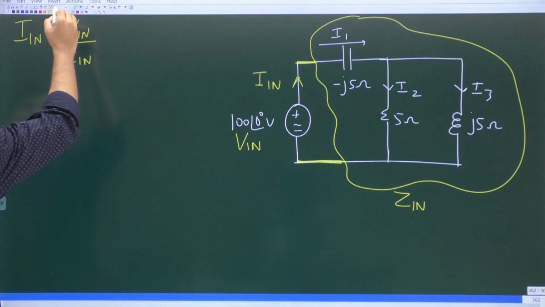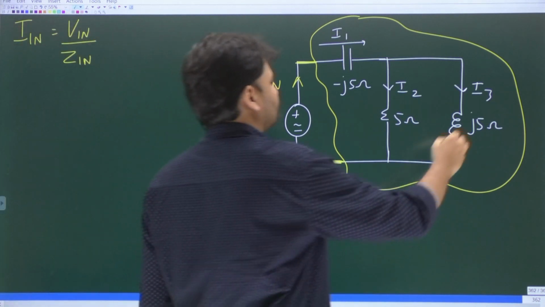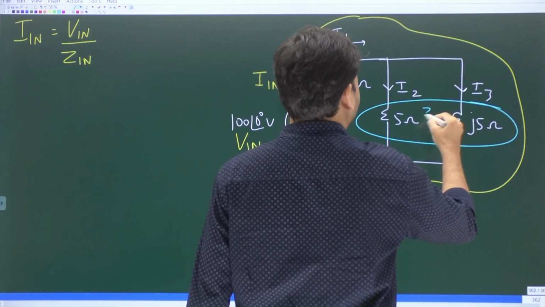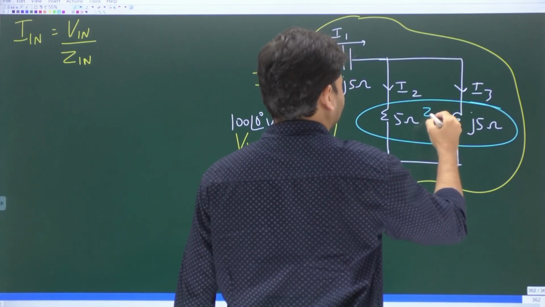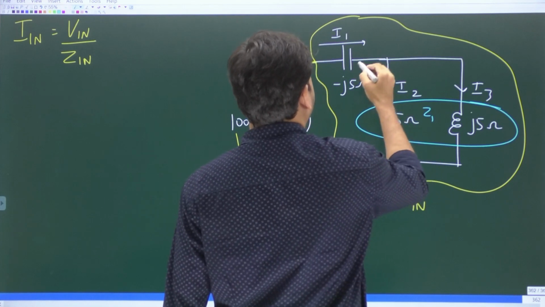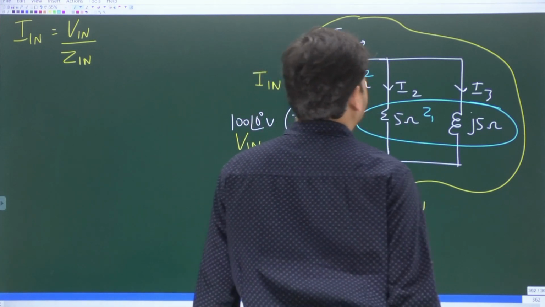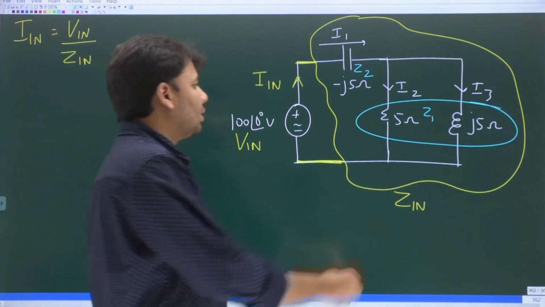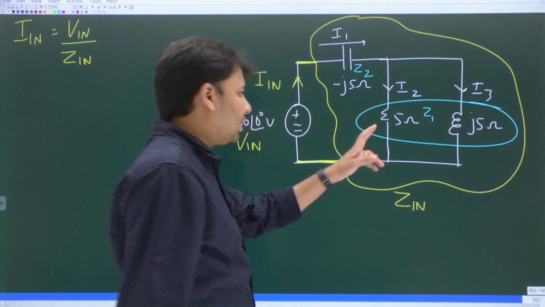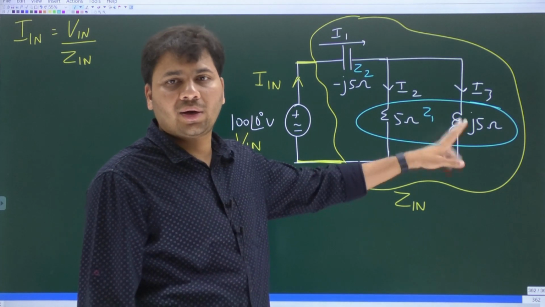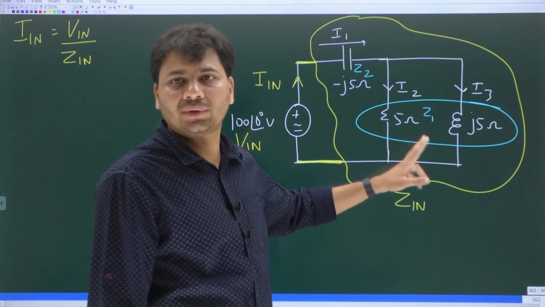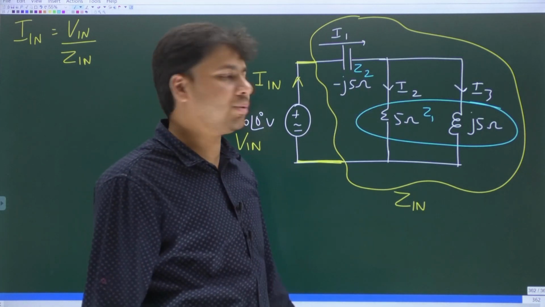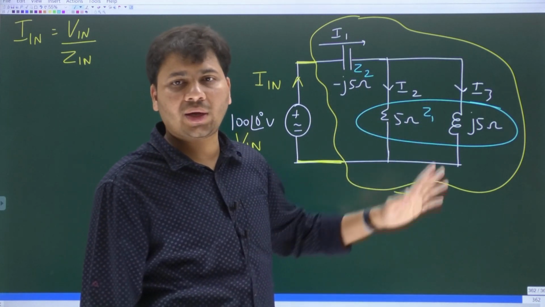So what we will do, I hope everybody understood this. Okay. This parallel combination of the resistor and the inductor, let it have an equivalent impedance of Z1, and let the capacitor alone have an impedance of Z2. Now Z2 and Z1 both are in series.